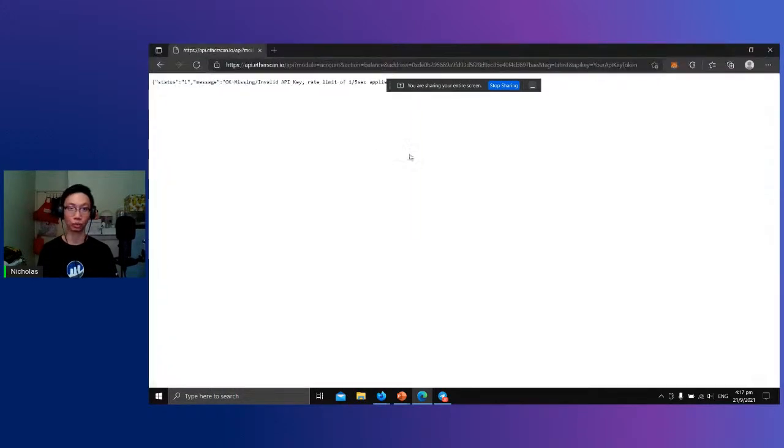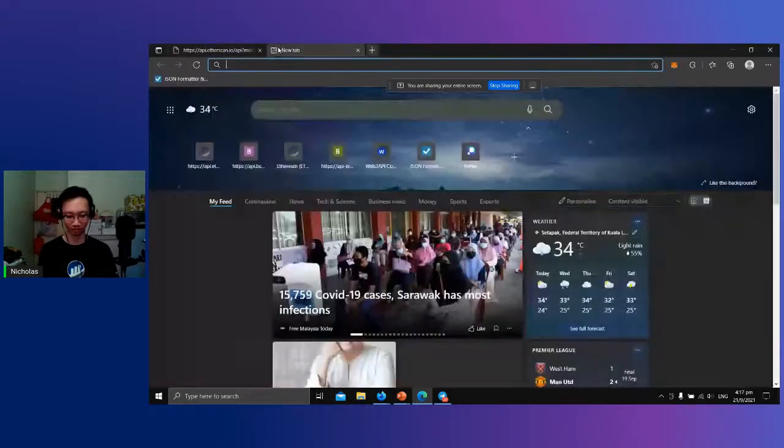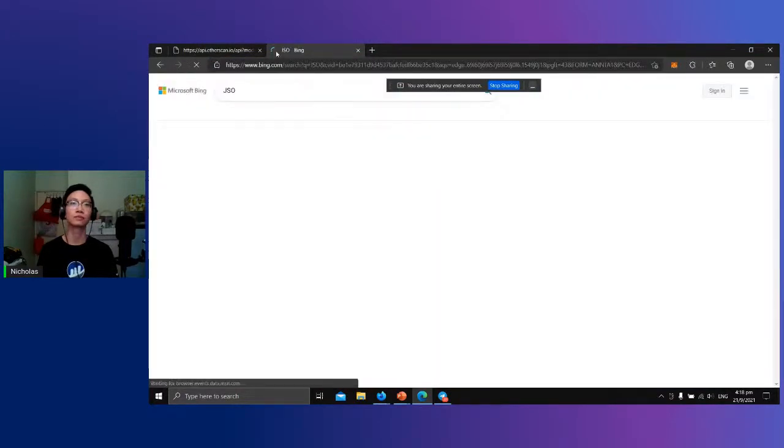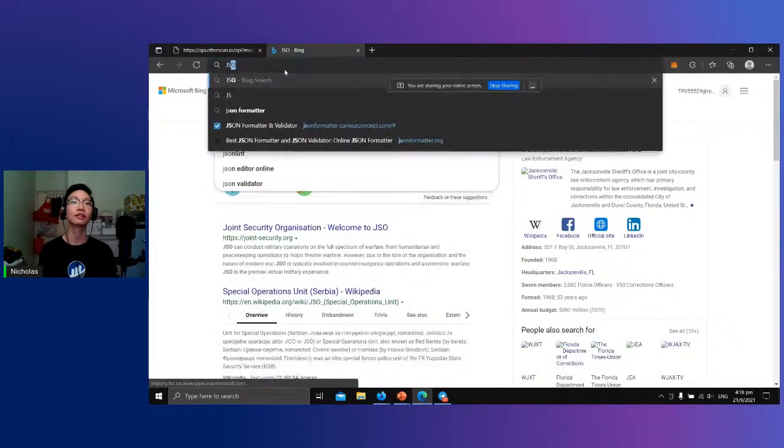Of course, this is not the most beautiful way of looking at the response, which is in JSON. You can copy it and go to sites like a JSON formatter and look at it.